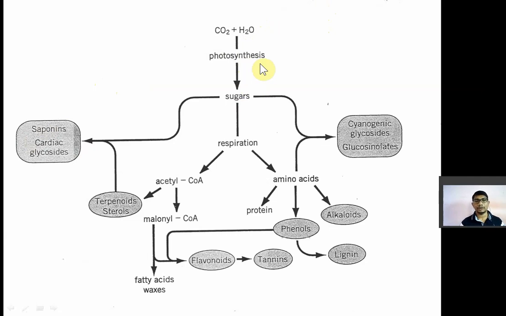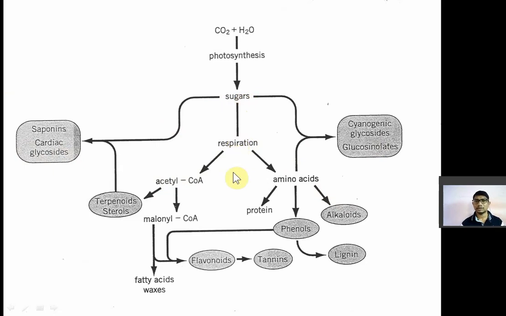So in the plant, using carbon dioxide and water, the plant makes sugar. The process is known as photosynthesis. Okay, once sugar is formed, this sugar can be utilized for the glycosides, like saponin glycosides and various kinds of glycosides. Now sugar is also utilized for respiration. Sugars will be metabolized in the plant for the energy.